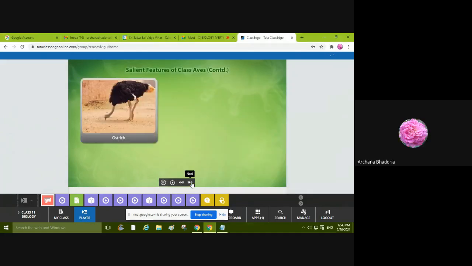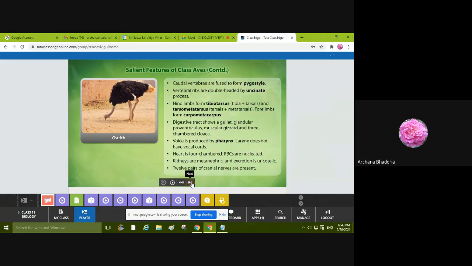Now, for the last class, a few more characters. Hind limbs form the tibiotarsus, that is tibia plus the tarsals. Tarsals and the metatarsus combine together to form the tarso-metatarsus. And forelimbs form the carpo-metacarpus. You know what it is, your palm. See your hand, you find the wrist is there. The wrist has the carpals, then the palm is formed of the metacarpals, and then you have the digits.